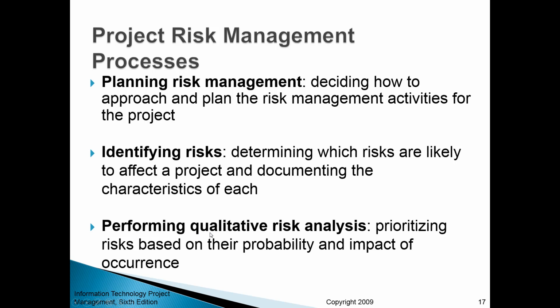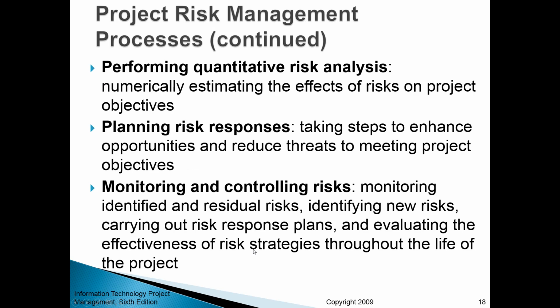Performing qualitative risk analysis involves looking at identified risks qualitatively, meaning not in terms of numbers, but in terms of impressions and opinions. And typically this process involves prioritizing risks based on their probability and impact of occurrence. Now, quantitative risk analysis is something that is a bit more precise, and it's typically done on top of qualitative analysis. As the name suggests, performing quantitative risk analysis involves numerically estimating the effects of risk on project objectives.